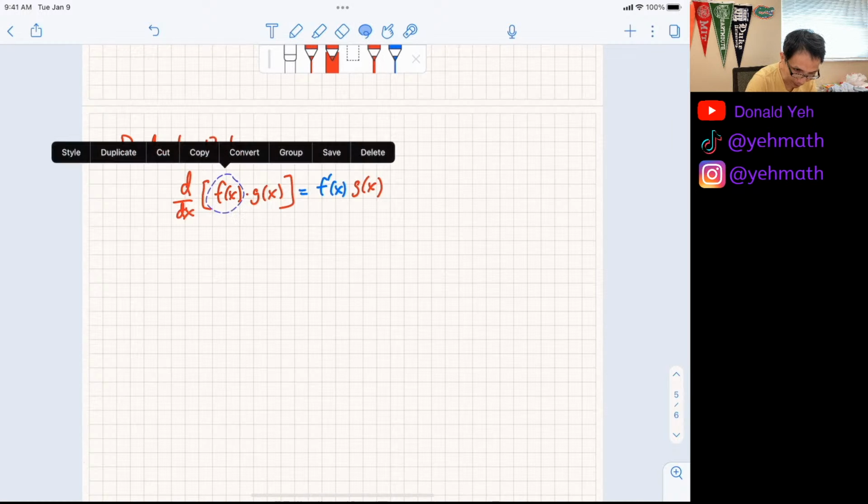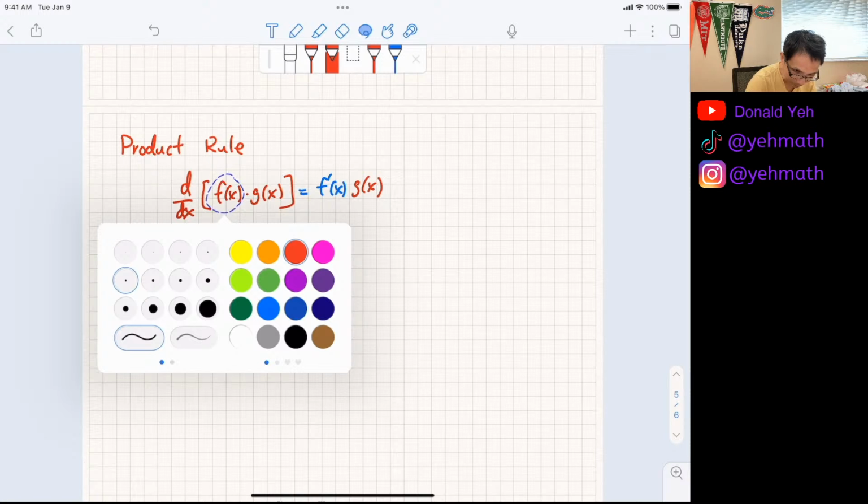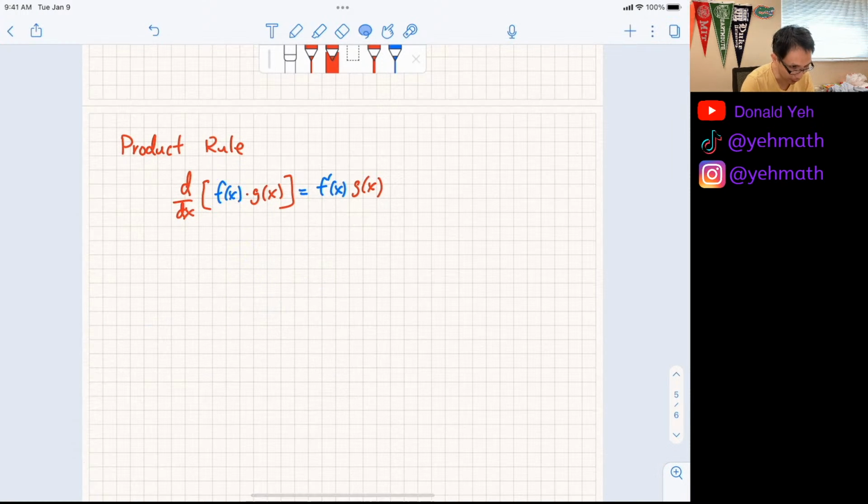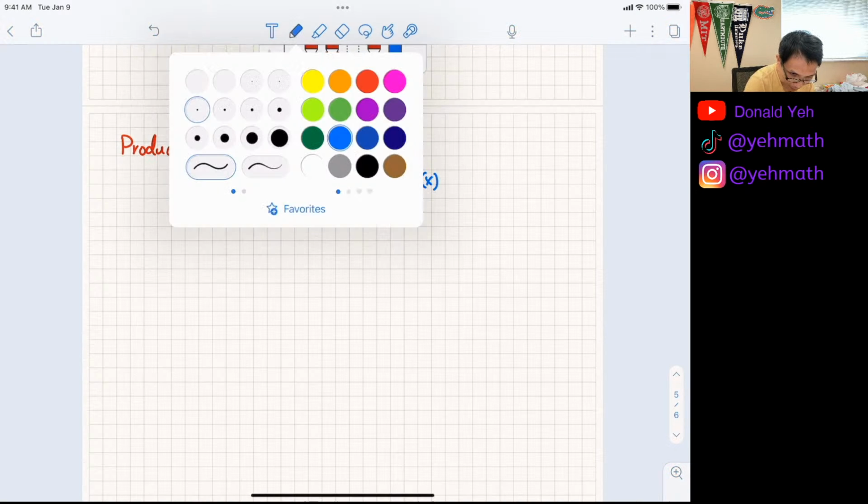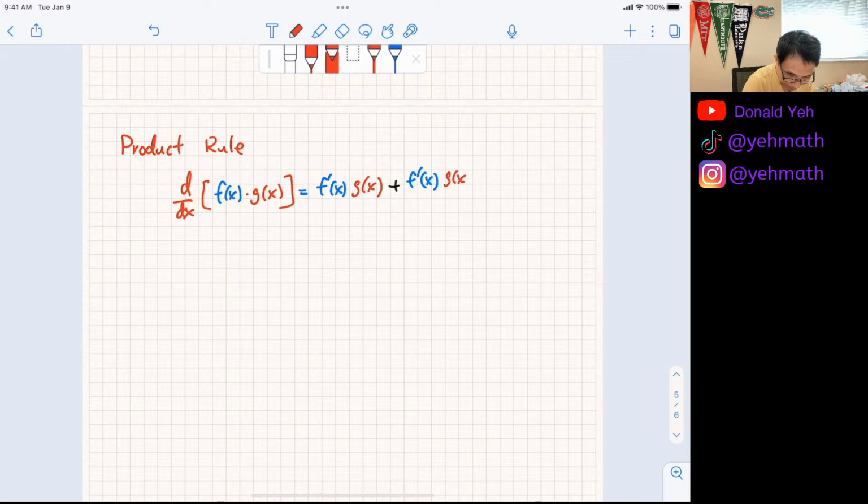So this part is going to be blue. I color code for you. Those are blue and red. At first I'm going to take the blue function and take a derivative. And plus, I'm going to leave the blue function alone, which is f prime of x times g of x. And that is the derivative of f of x times g of x. I color code for you, and that's that.